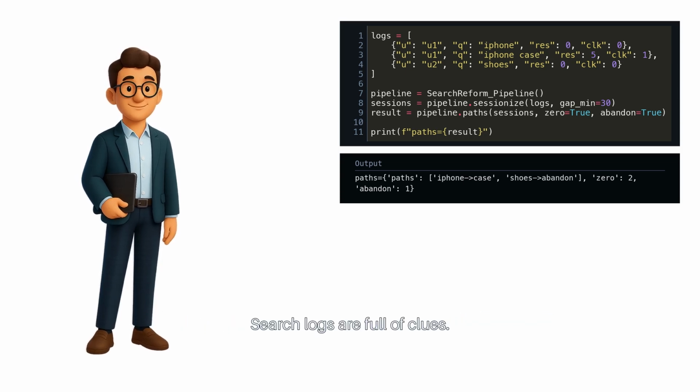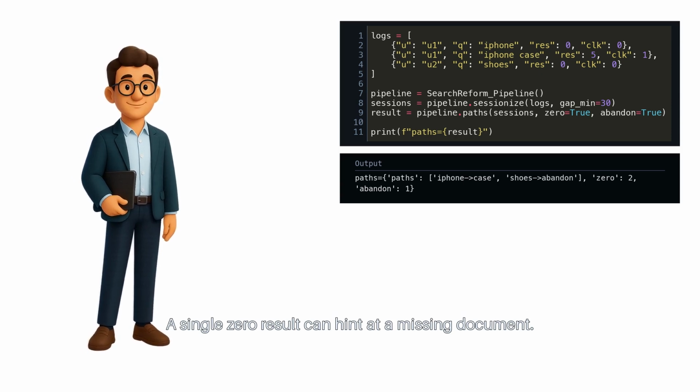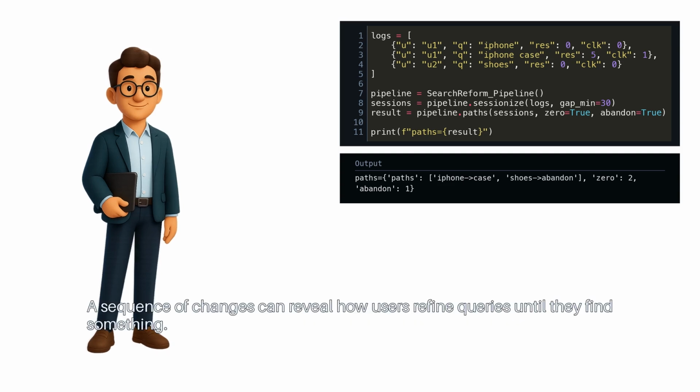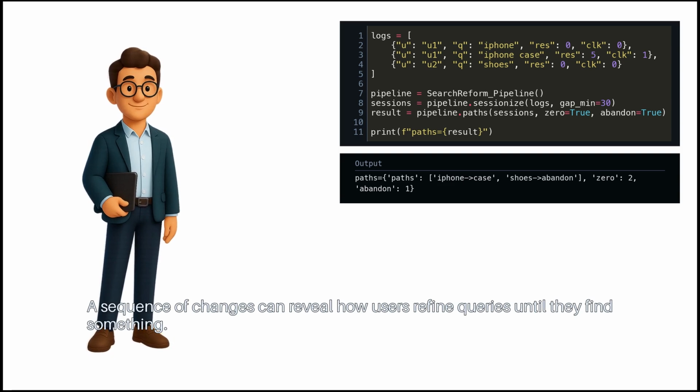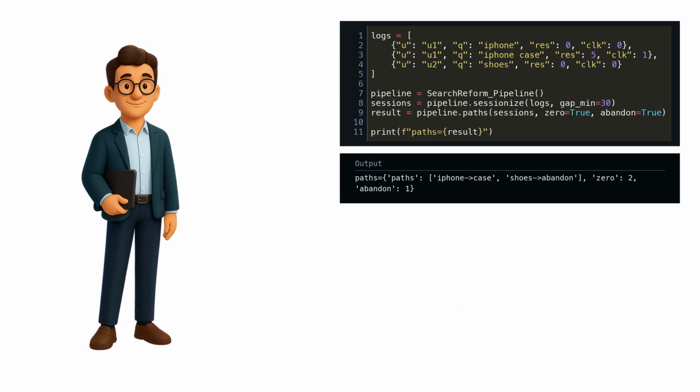Search logs are full of clues. A single zero result can hint at a missing document. A sequence of changes can reveal how users refine queries until they find something. Success looks like fewer zero results, faster fixes, and targeted ranking improvements.